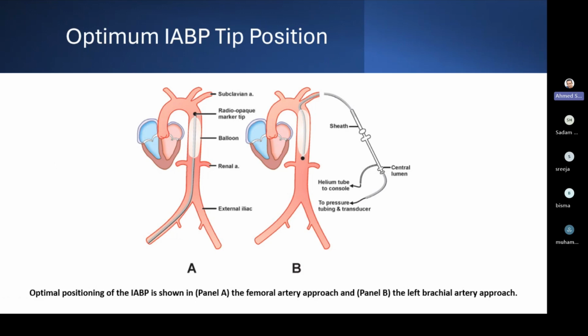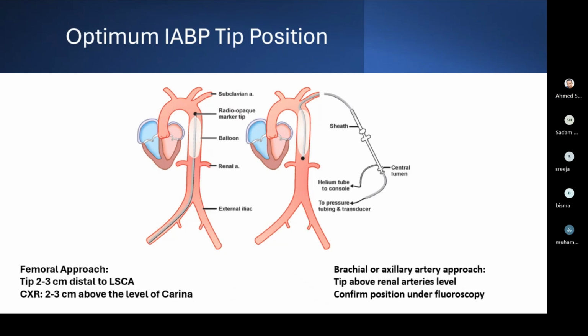The standard method for insertion of the intra-aortic balloon should ideally be through fluoroscopy, but in our center and in many centers, they can use the bedside ultrasound, bedside echo, and chest X-ray in order to confirm the position of the intra-aortic balloon. With the femoral approach, we can confirm the position of the tip by chest X-ray. It should be 2 to 3 centimeters above the level of the carina, and with the brachial or axillary approach, it should be confirmed by fluoroscopy, and the tip should be above the level of the renal arteries.